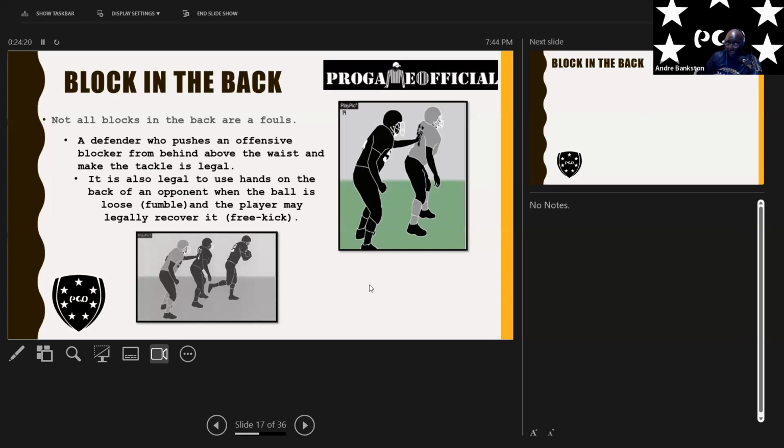So not all blocks in the back are a foul. And that's the reason why we're doing this. We want you to understand this. Hey, you're a game official. You should know this. Understand it. Coach is going to scream. Coach is going to yell because they have a layman's understanding of the rules. We have a more in-depth understanding of the rules, and we understand what is legal and illegal.